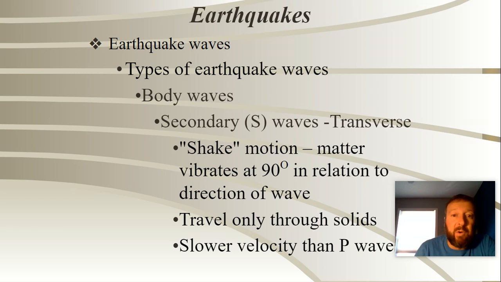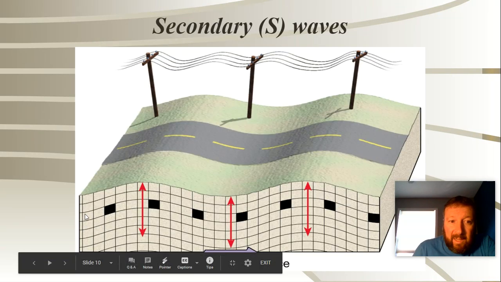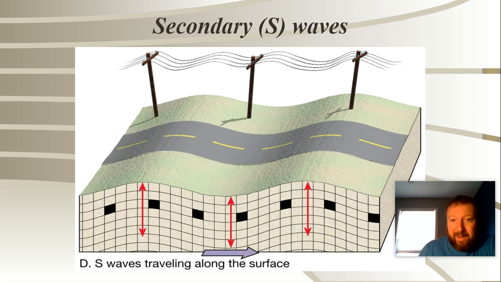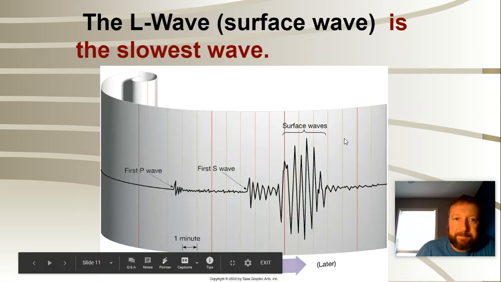And because they are moving more material up and down, we find that they are slower than the P waves. As you see, here's the direction of movement of that wave. If we were going left to right, notice it has to move up and down, which is 90 degrees to that. And that makes more material move up and down than just compressing and refracting it.